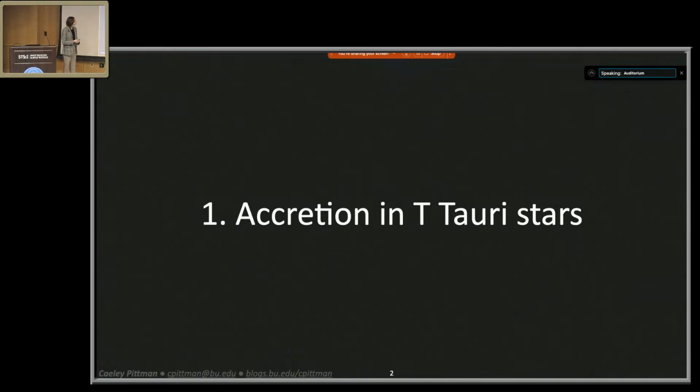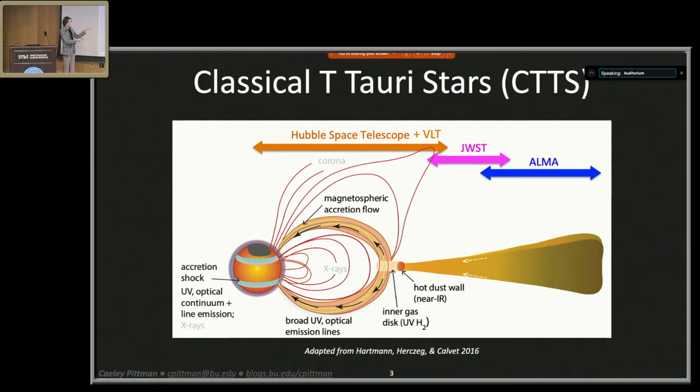So to start, giving the broad picture of accretion in T Tauri stars, which we've already gotten great overviews of from Nuria and Carlo. But here's the first time you'll see this picture. You'll probably see it 15 times today. Just to go over the general picture, you have this central low mass star that has a really strong magnetic field, on the order of a kilogauss. This magnetic field is able to truncate the surrounding protoplanetary disk and funnel the inner disk material onto the star.